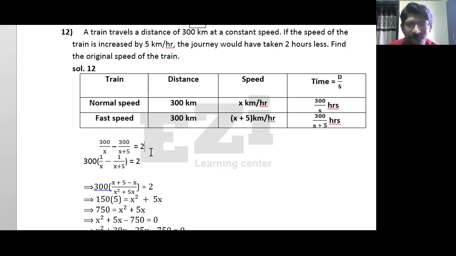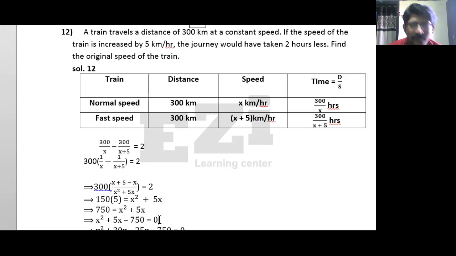Is it simple? Now take 300 common: 1 upon x minus 1 upon x plus 5 is equal to 2. Now you can do the cross multiplication: x plus 5 minus x upon x square plus 5x equals 2. Now you can divide this by 2, so it will become 150 into 5, which equals x square plus 5x. The positive x and negative x got cancelled. 300 into 5 is 1500, divided by 2 is 750, and this denominator has come to the right hand side, x square plus 5x. I hope you understood all the steps till here, and then it will become x square plus 5x minus 750 equals 0.